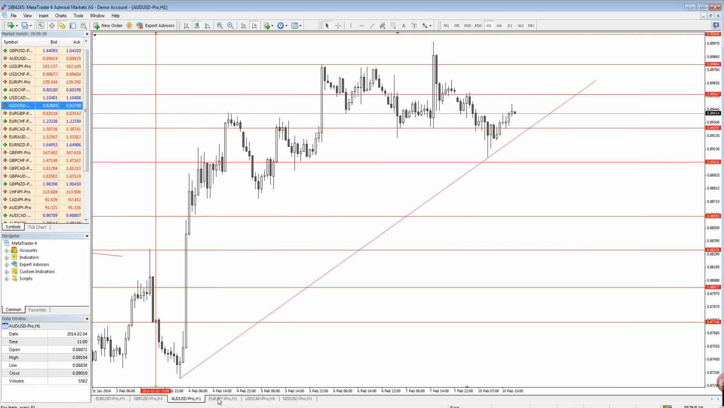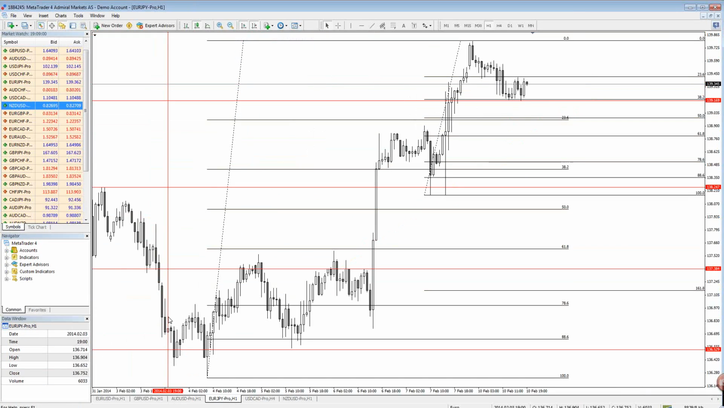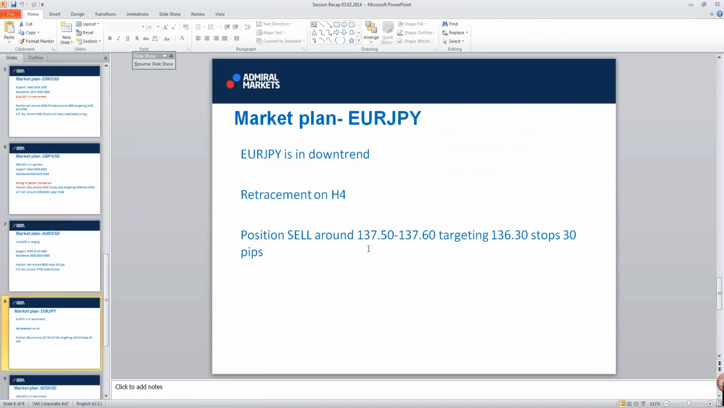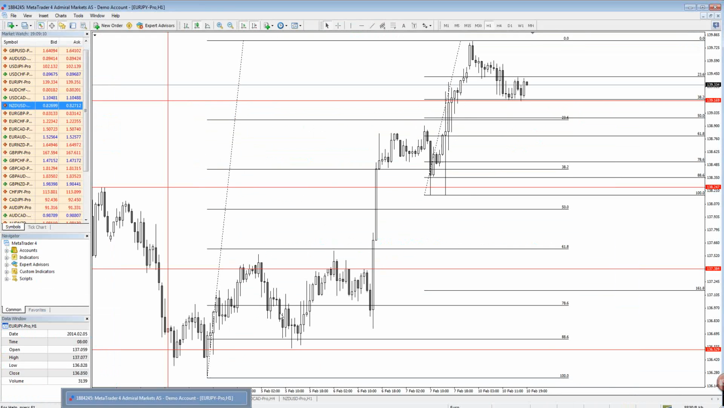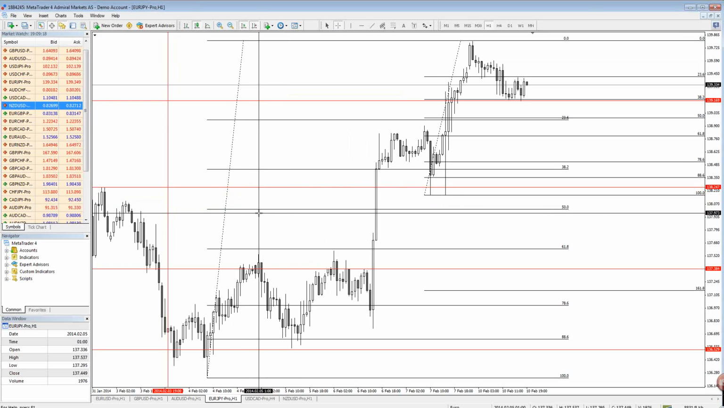Where it was, basically, this was Euro Yen. This was the time of our webinar. And let's see what we did. Only sell. I didn't have alternative scenario because I was looking only to sell it. And this was the place where we could sell it to the pip. I told you to pay attention on Euro Yen. I hope that you have paid attention. Here was the trade. It was 2 days ago.